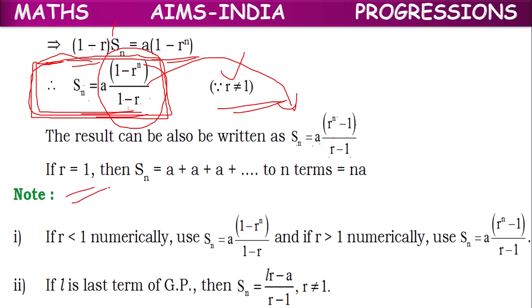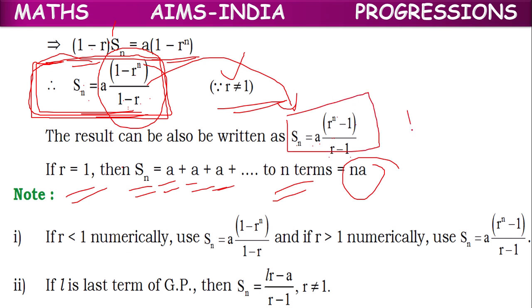So if R equal to 1, then Sn will be A plus A plus A plus up to n terms, it is equal to Na. In this formula, we should not substitute 1, because these two formulas are valid if R is not equal to 1. If R equal to 1, directly all terms will become equal to A. We will get n times, so its result will be Na.